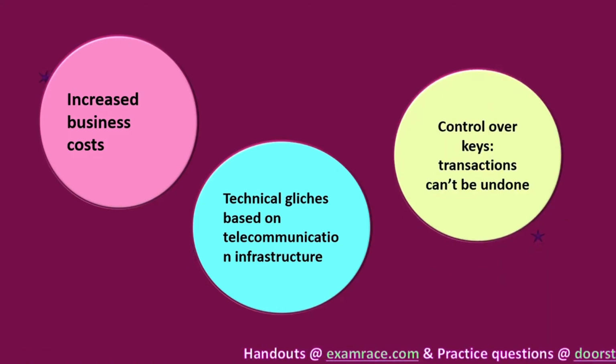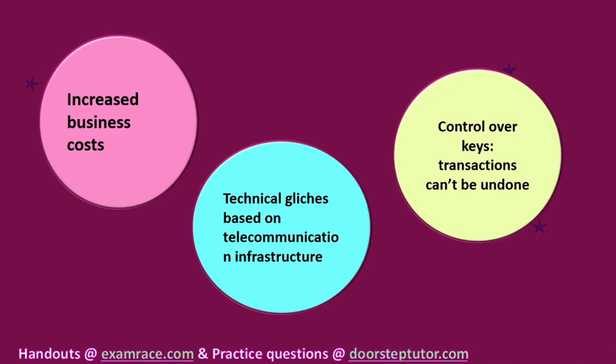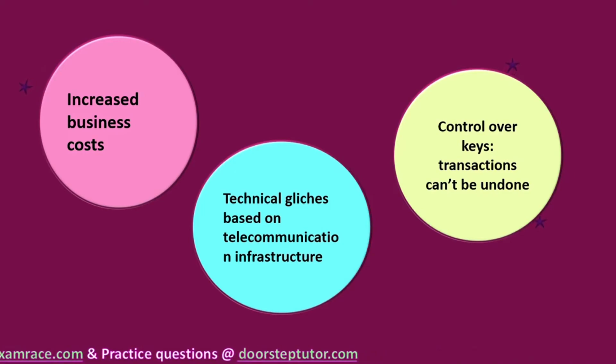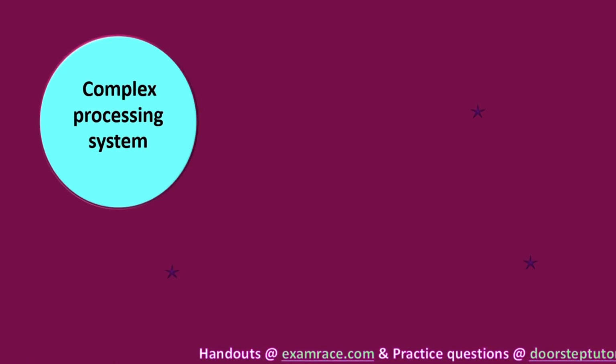You must have control over keys because if you don't, once the transaction is done, once the payment is made, it is made. You can't cancel that particular transaction again using your fingertips. So you have to handle it with care. It is a complex processing system because everything is happening electronically at the back end. What is happening, we are unaware about it.